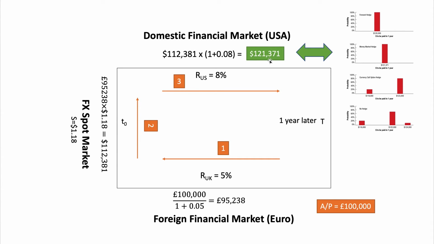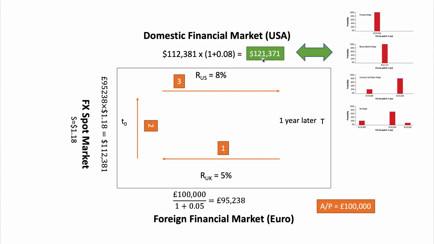Now that is a certainty. There is no risk involved because this is the amount. So in that probability distribution chart, that amount is 100% sure. So you basically create a forward market, a forward price, as a matter of fact. So for that 100,000 euro, you lock yourself in with 121,371 US dollars.